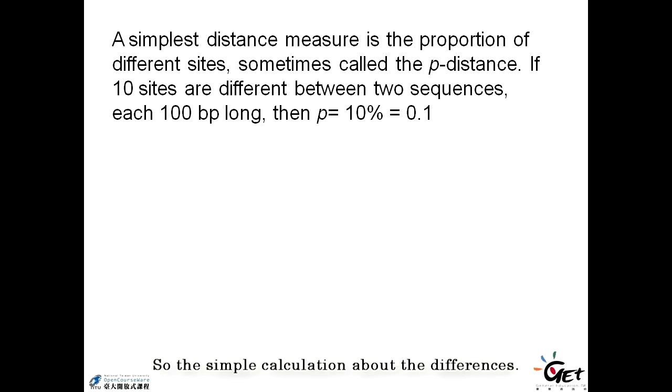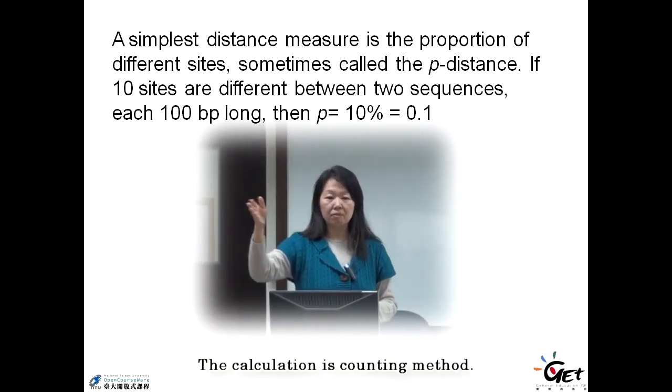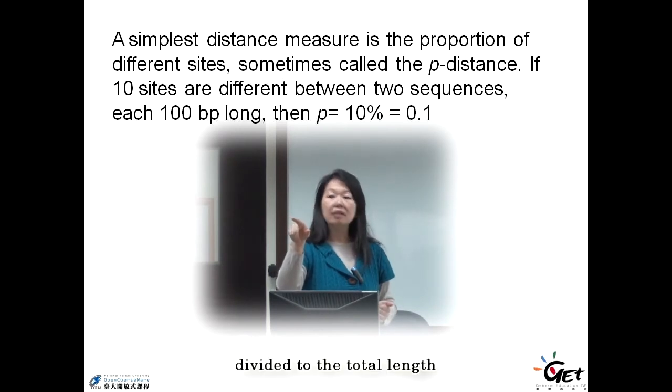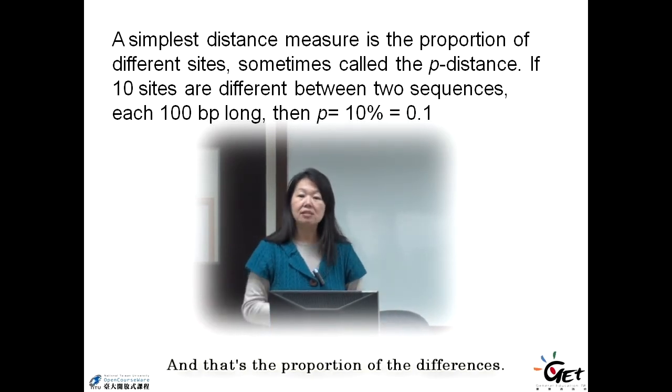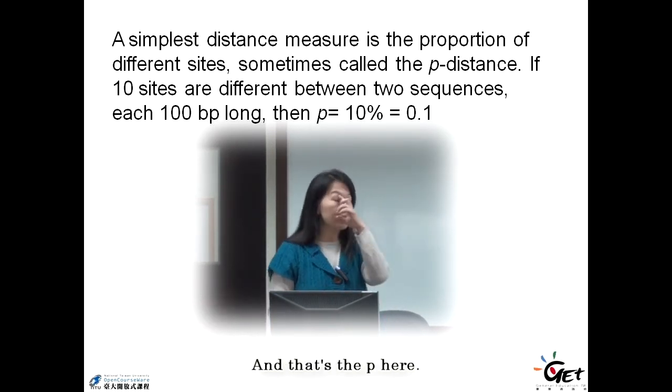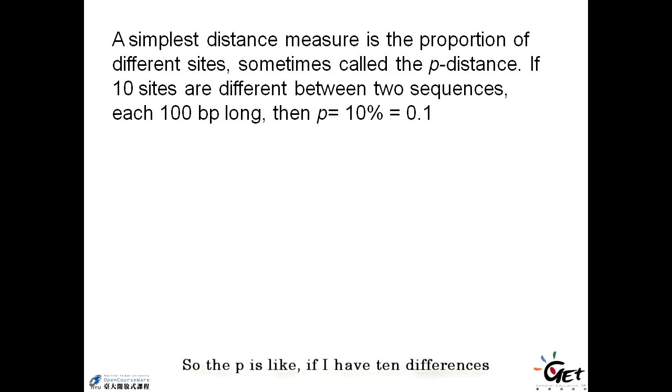So the simple calculation of the differences is a counting method. I count the number of differences divided by the total length of the sequence I'm working on, and that's the proportion of differences. That's the P here. If I have 10 differences in a given 100 base pair region, then the proportion of differences is 10 divided by 100, which is 0.1. So it's 10% differences in the given sequence.